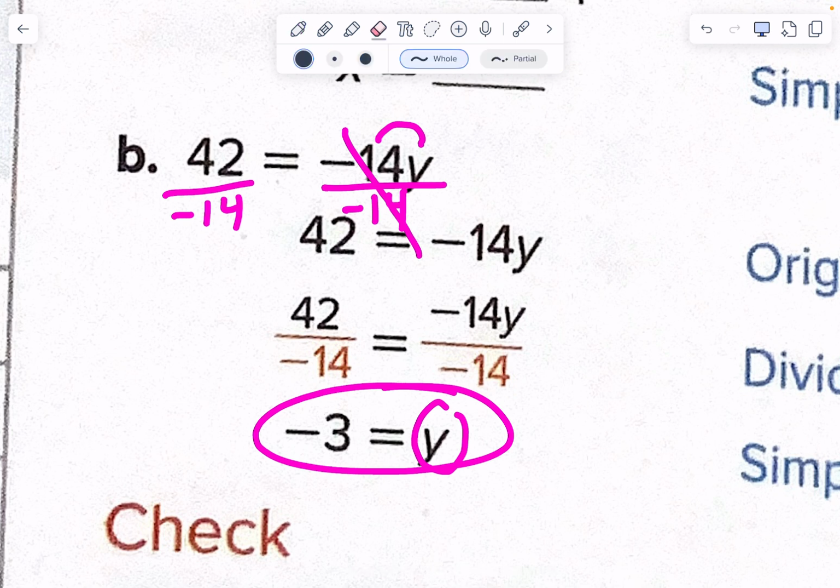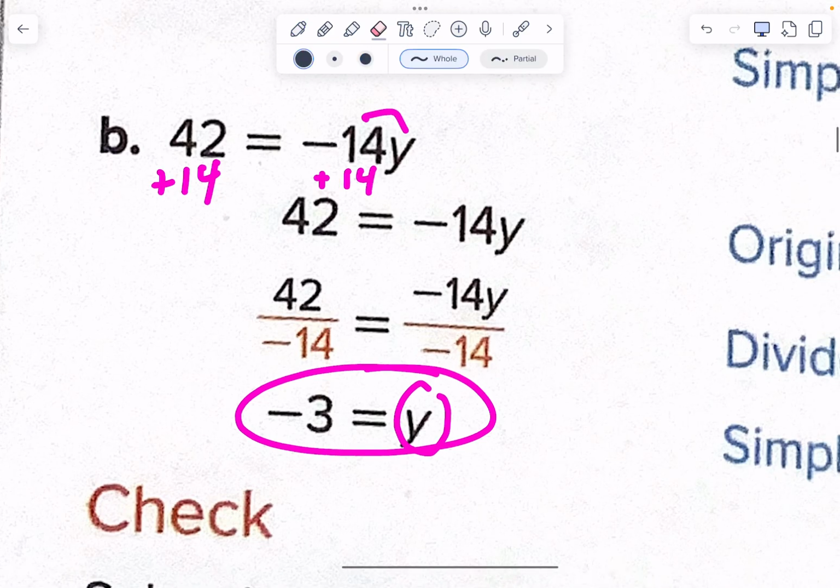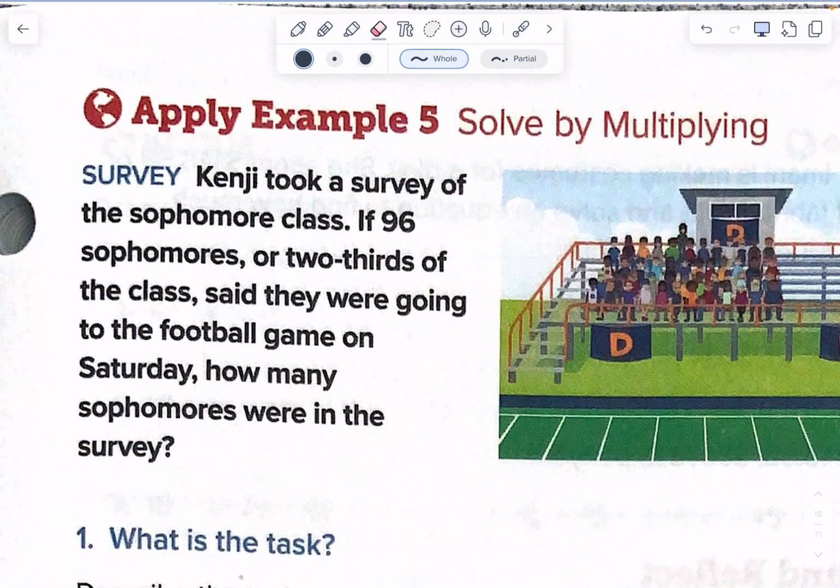Okay, I have a lot of people that look at this problem and they say, I'm going to add the 14 to the other side, because they see that negative. But what are the 14 and the y doing? Multiply. So you have to divide. So be careful. Be thinking. All right? Don't just add the 14 over. You're going to divide by -14. Good? Okay, let's see what else we got. Solve by multiplying. Kenji took a survey of the sophomore class.